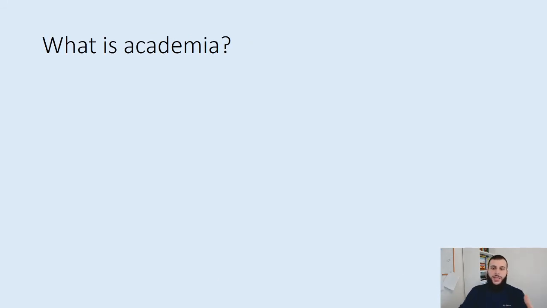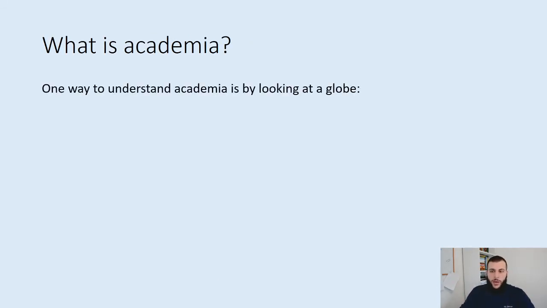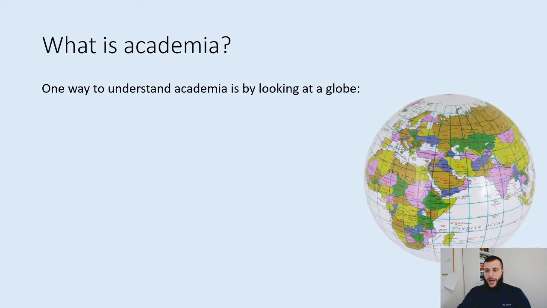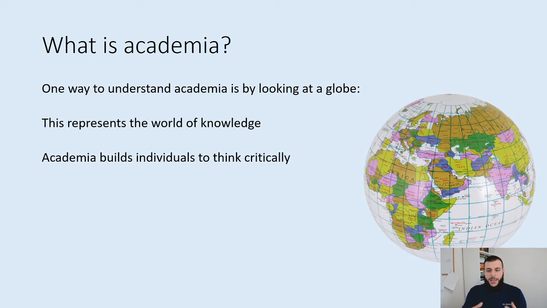So what is this whole world of academia? What am I talking about? Now, I talk about the world of academia, so let's take a look at a globe. Okay, now this represents the world of knowledge. Let's say all the knowledge in the world is compressed into this globe. Okay, what academia does is it builds individuals to think critically. Okay, now we'll talk about critical thinking in part 2 of library and academic skills next week.